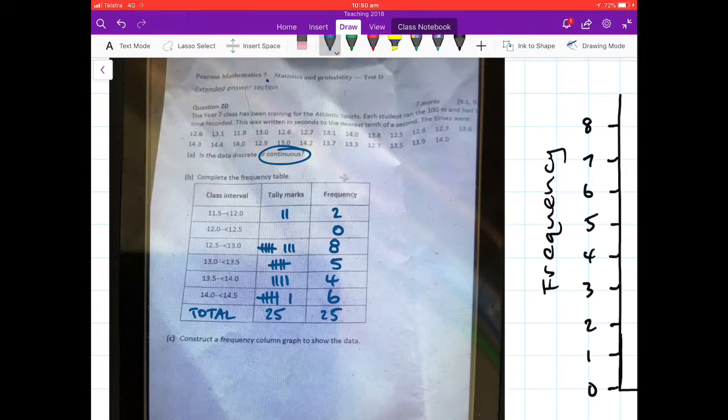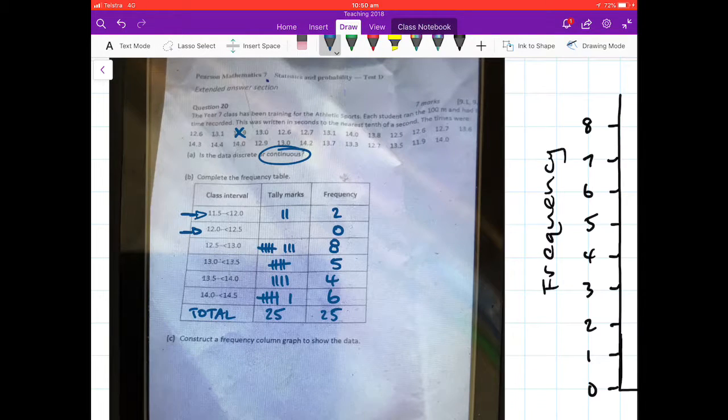Now what I've gone and done for you already, and you can pause it and do it yourself and just check your answers, is I've tallied all of my data in this table. My first interval refers to values between 11.5 to less than 12. So that includes 11.5, 11.6, 11.7, 11.8, and 11.9, but it doesn't include the value 12 because it's included on that next row.